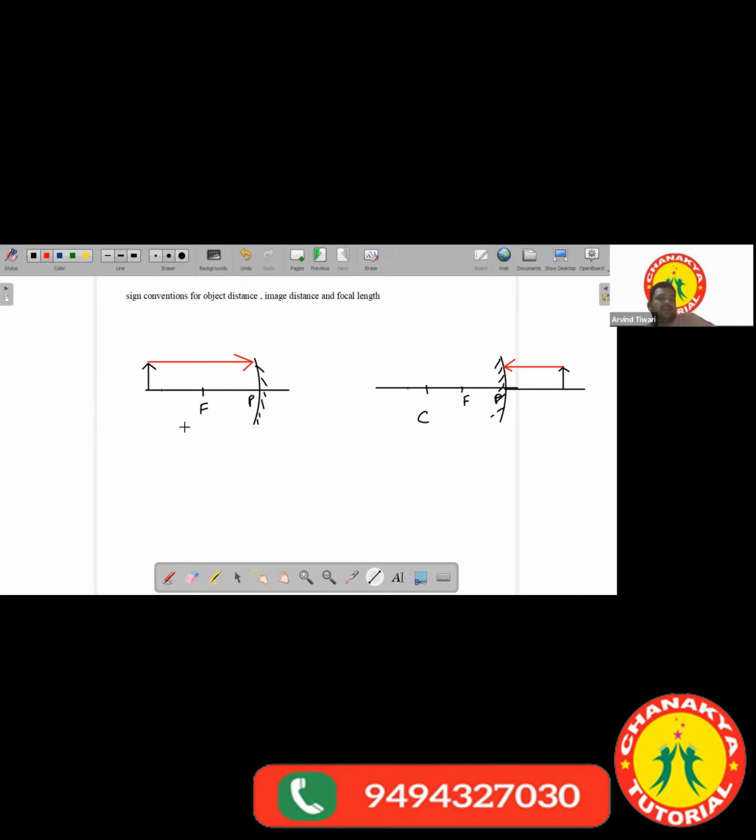So for this mirror, if I measure the object distance, it will be measured from the pole to the object. See, this is your object distance. It will be represented by the symbol U. So what sign convention should be applied to U? Should it be positive or negative?